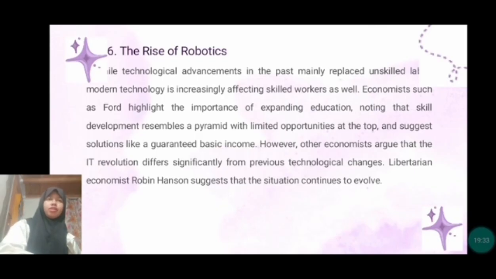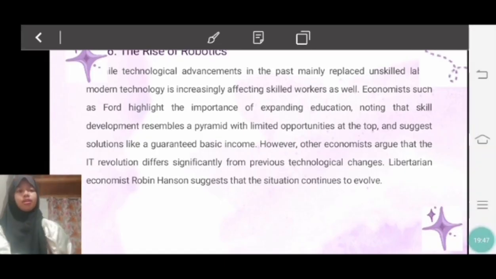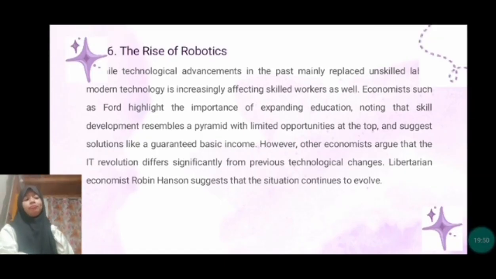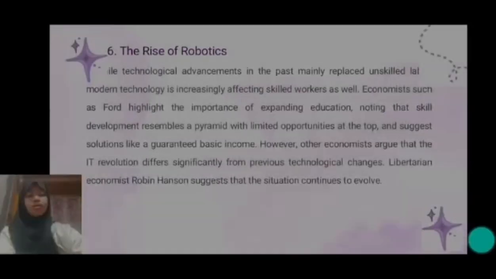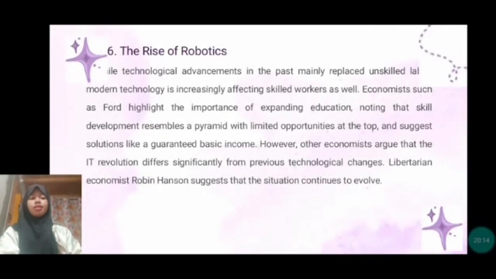It's very challenging. The economist Martin Ford argues that skill development works like a pyramid. Many people can be trained at lower levels, but only a few reach the top, which are the high-skill jobs. He suggests solutions like a better education system to support people who may lose their jobs.